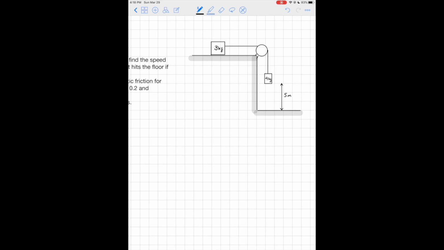We have a pulley system. We have a 4 kilogram block suspended 5 meters above the floor. And then I have a 3 kilogram block sliding across the table. And there is a pulley and a rope or string that connects both of them.